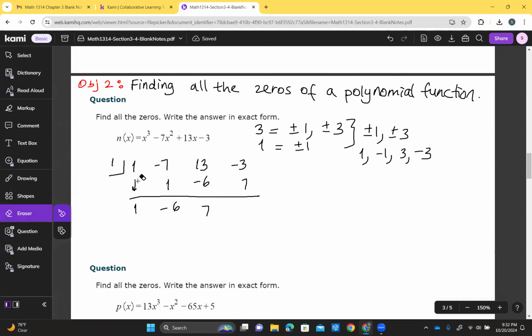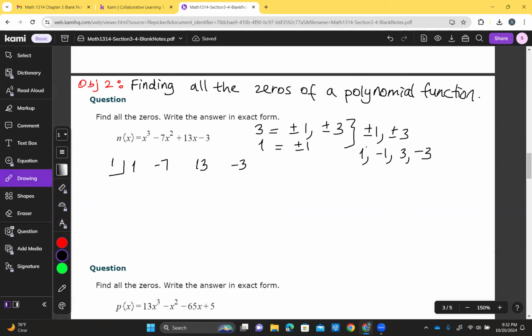So 1 is not a 0. So option 1 is canceled. So 1 is not working here. So we know that 1 is not a rational 0. So 1 is gone.